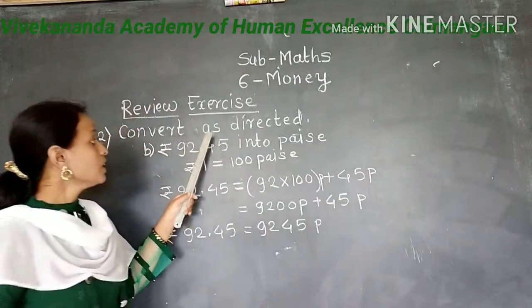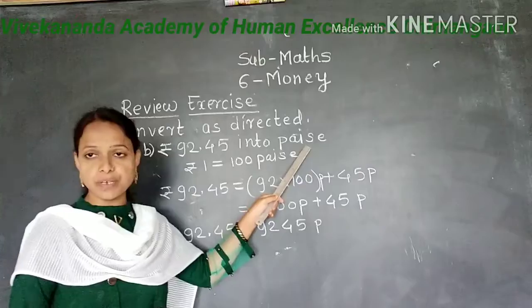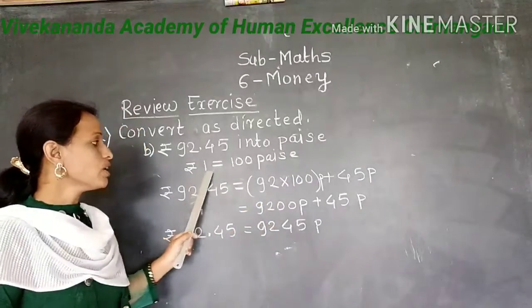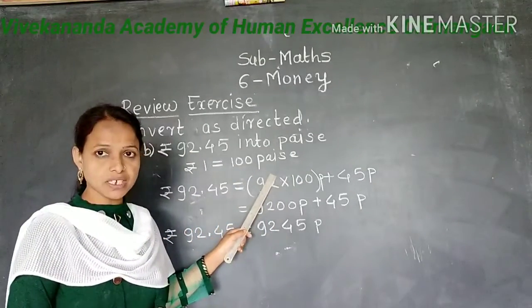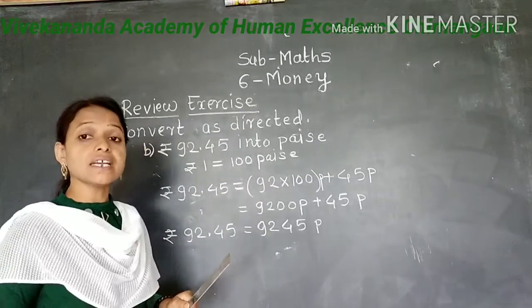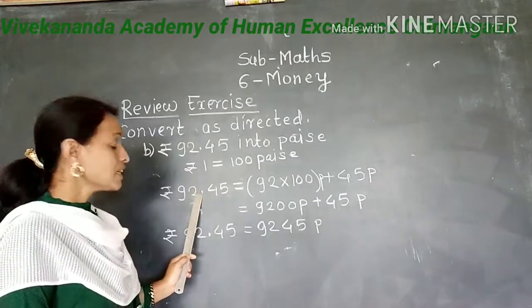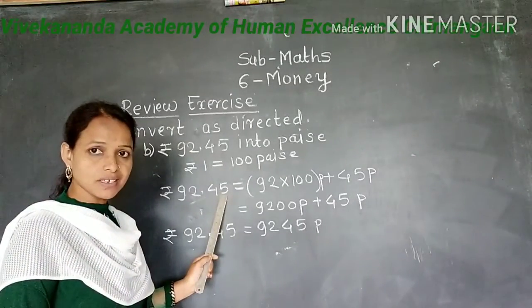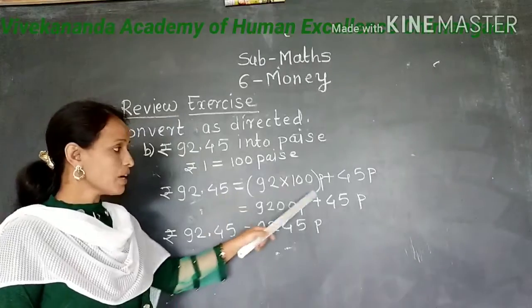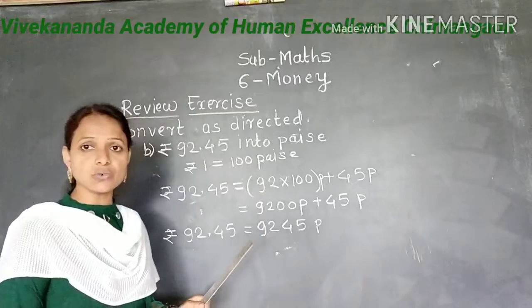Next thing, convert 92 rupees 45 paise into paise. So we know that 1 rupee is equal to 100 paise. To convert rupees into paise, we have to multiply the number by 100. Okay, so here 92 rupees and 45 paise. So what is given in paise, we have to keep as it is, and only what is given in rupees, that we have to convert into paise.